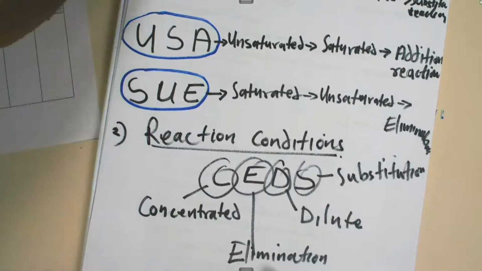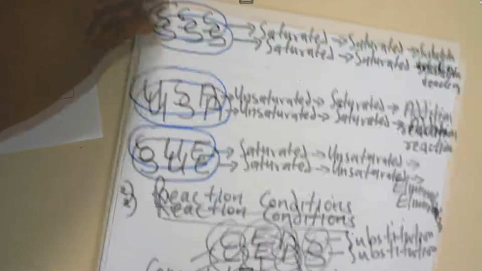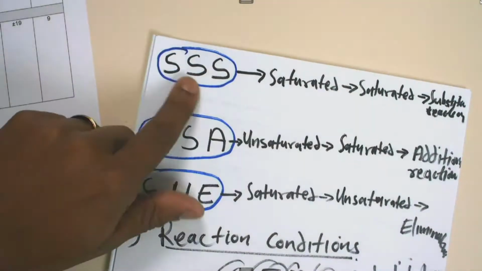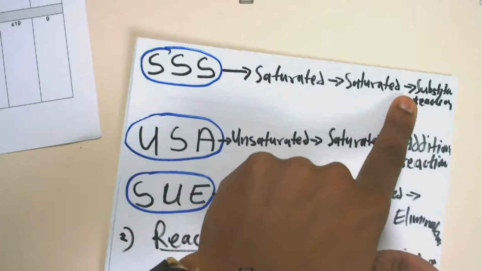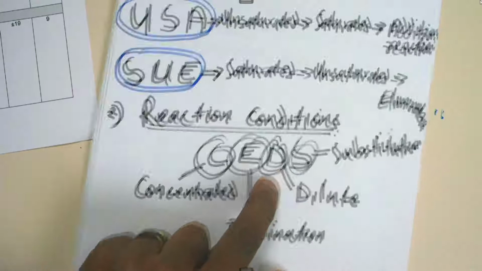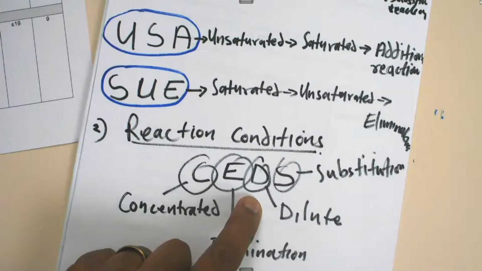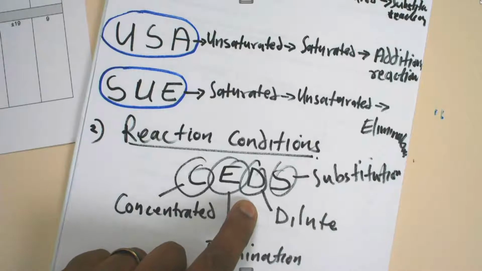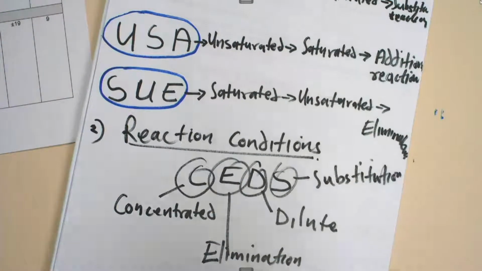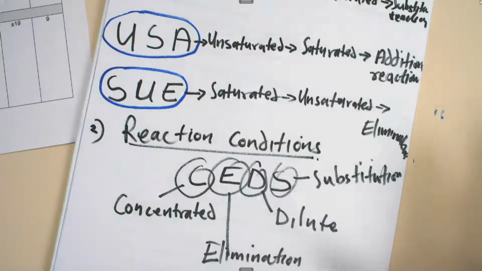If I am looking at saturated to saturated and it's a substitution reaction, automatically it says I must use a dilute base or a dilute acid, thereof it must be substitution. So this way I am not going to confuse anything in giving the correct reaction conditions.